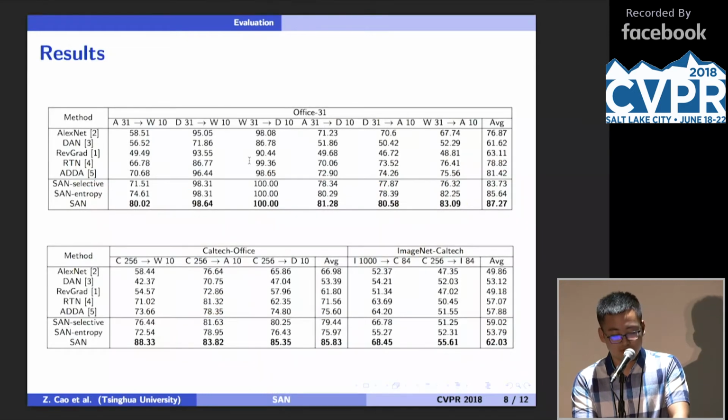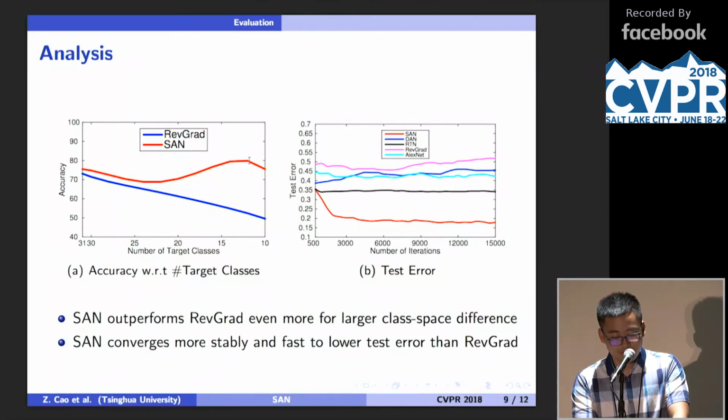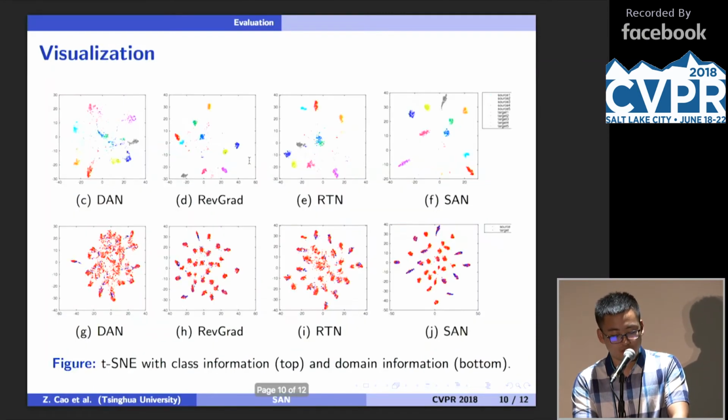These are the results of our work. SAN outperforms all the comparison methods, especially on large datasets, ImageNet and Caltech. Our method is robust to the number of target classes and converges fast and well. SAN has a t-SNE visualization of nice classification and domain structure.